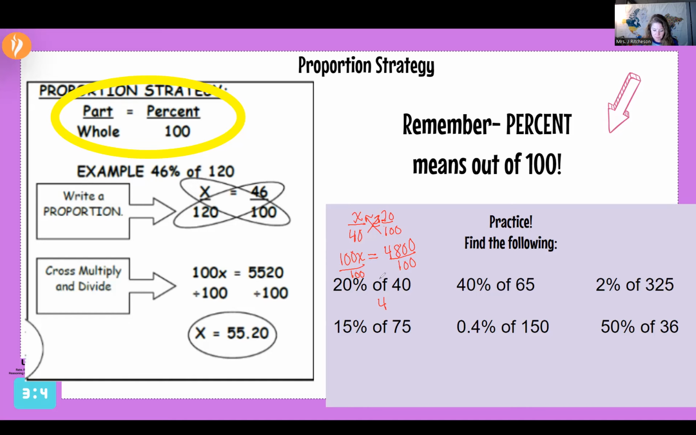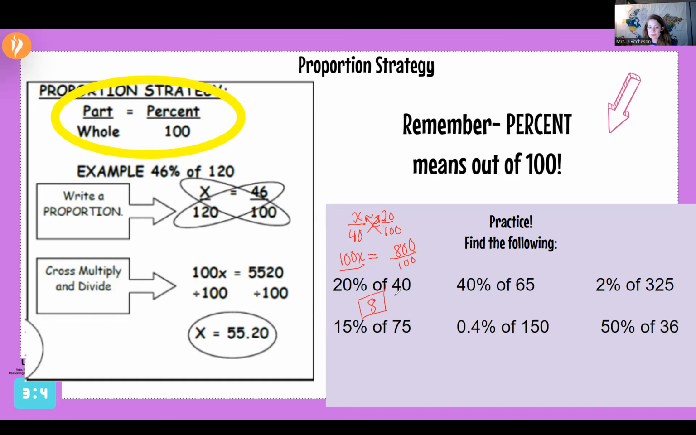48. That's not right. I think I multiplied wrong. Let's see. Oh, I did. 40 times 20 is 800. I'm sorry, guys. I actually multiplied 40 by 120 or something. I don't know what I did. But I knew my answer could not be right when I saw it. All right, so it's actually 800 divided by 100, which is just 8. That makes more sense. My answer has to be smaller than my original number.